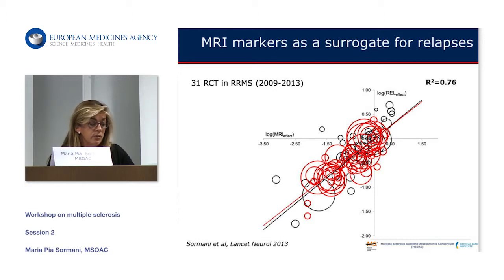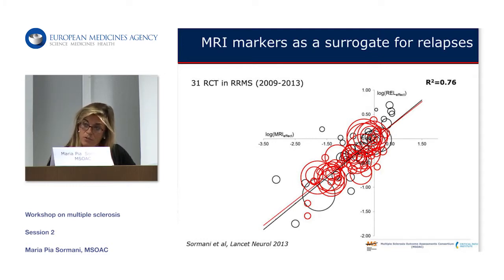We collected 31 randomized clinical trials in relapsing remitting MS. These were mainly phase 3 trials. This is a weighted regression, what you see. Each ball is a clinical trial, and the size of the ball is proportional to trial size and duration. In this new analysis, recently published in the Lancet Neurology, we reevaluated the same relationship. The black line is the old one; the red line and the red balls are the new one.